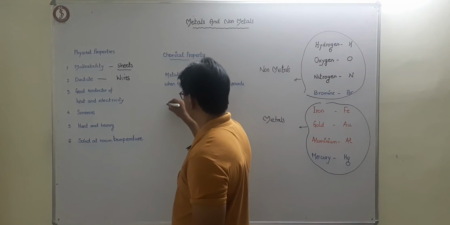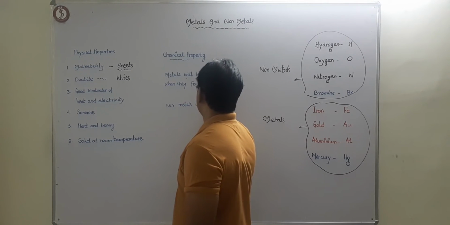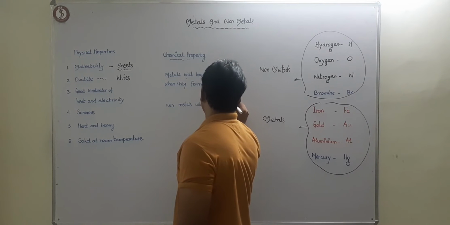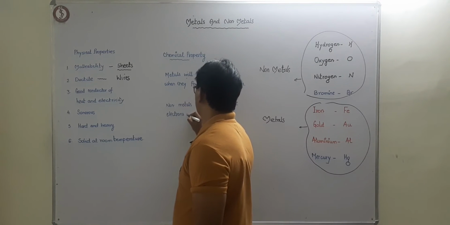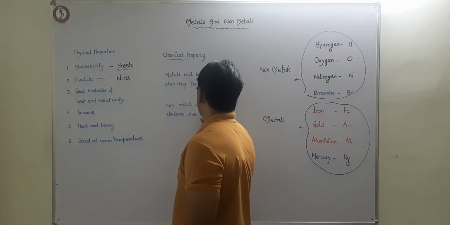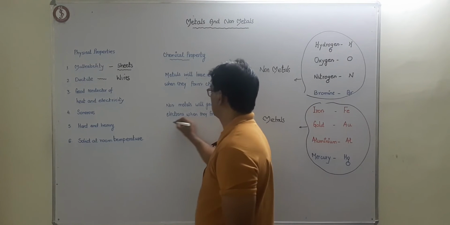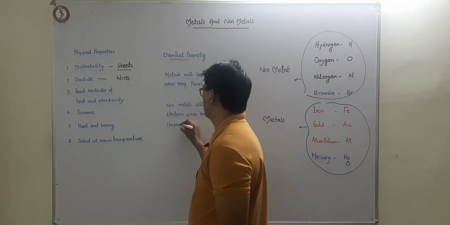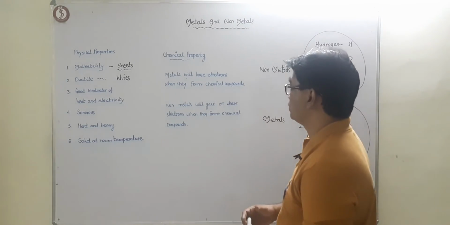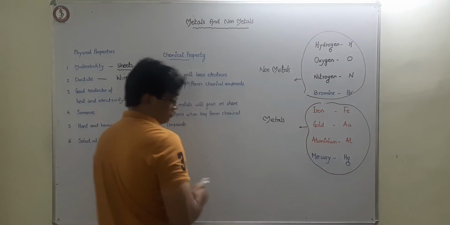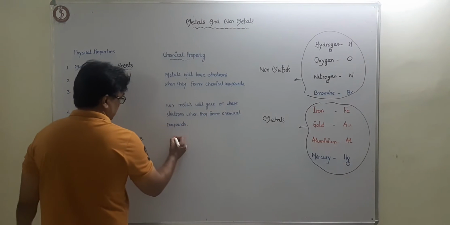Non-metals will gain or share electrons when they form chemical compounds. This you should know. Now we got the physical properties of metal. Now what about physical properties of non-metals? I'll write it with red so you can understand, and you can click the board or something like that. So let us see physical properties of non-metals.